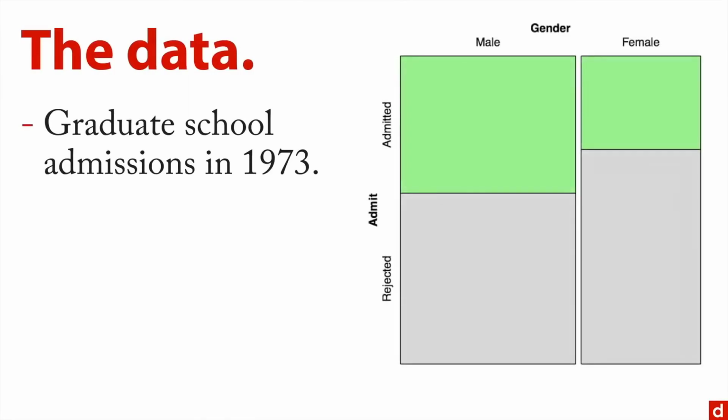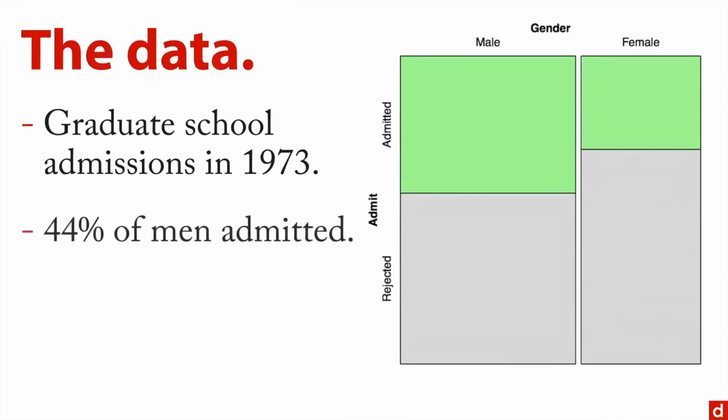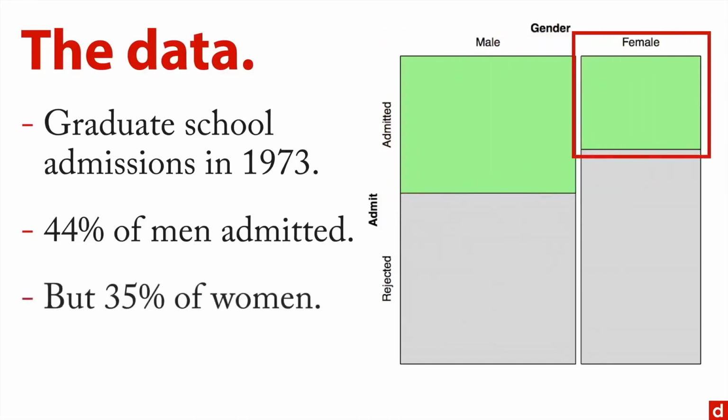But the idea is that men and women were both applying for graduate school at the University of California at Berkeley. And what we found is that 44% of the men who applied were admitted. That's their part in green. And that of the women, only 35% were admitted when they applied. So really, at first glance, this is bias, and it actually led to a lawsuit. It was a major issue.